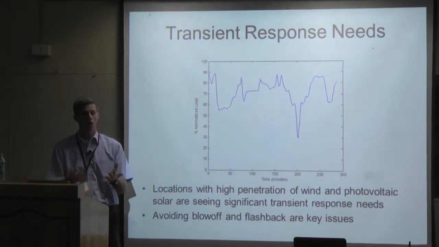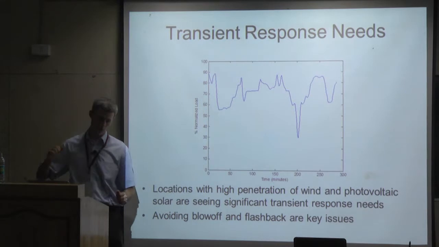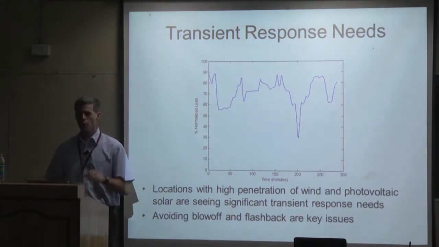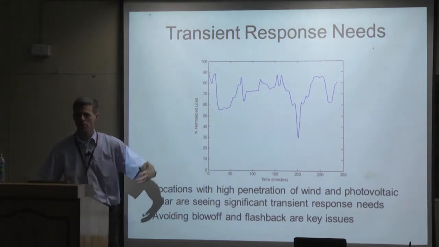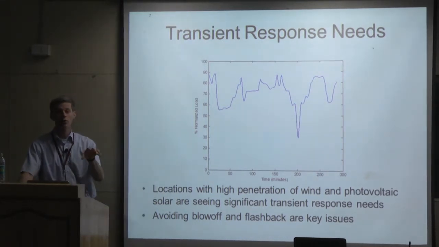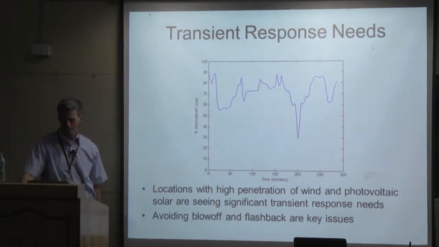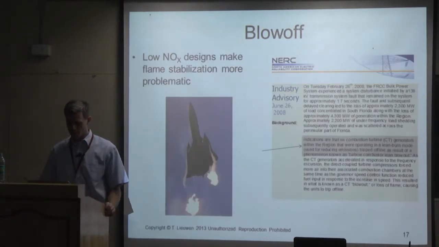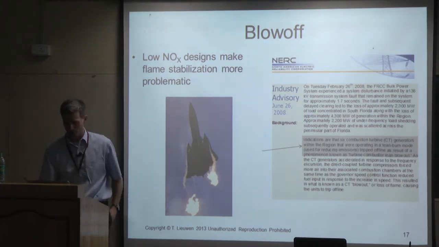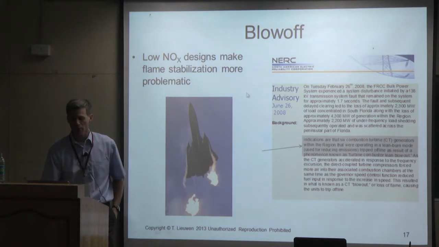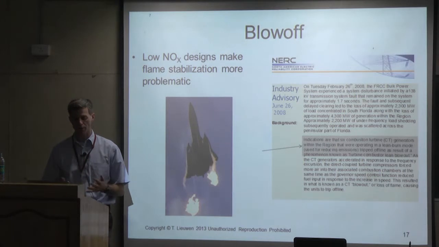And so what can happen, again, if you want to get more power out of the system, if you just throw the throttle forward, you start pumping more fuel into the combustion chamber. Well, it takes a certain amount of time for the turbo machinery to rev up, and so you increase the fuel-air ratio locally, and you can get rich blowout. So that's transient response needs. Actually, I already talked about blow-off, but these are just some images. In particular, we're spending a lot of time working on the blow-off problem because low NOx designs, because you're operating with low flame temperatures, make flame stabilization more problematic.